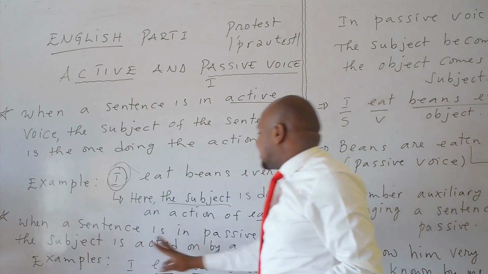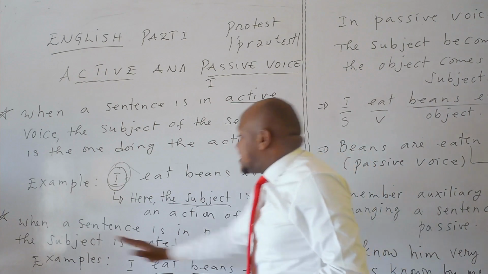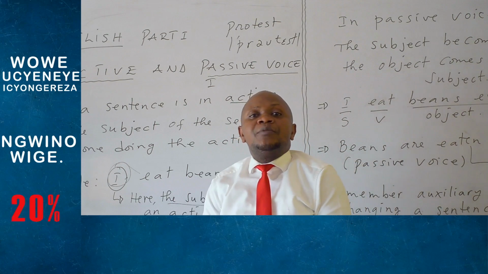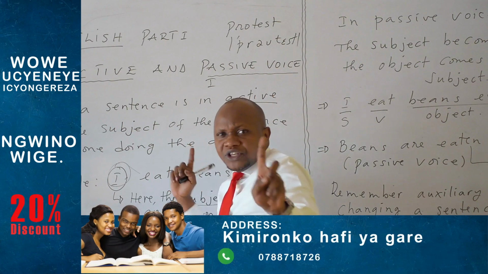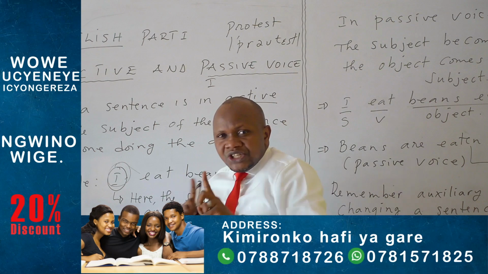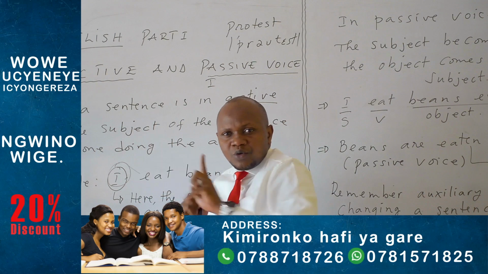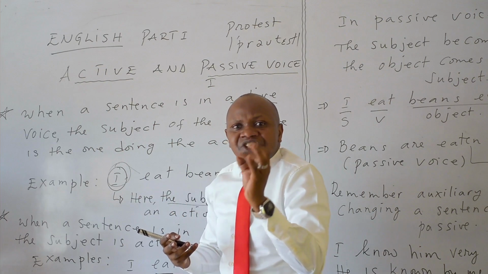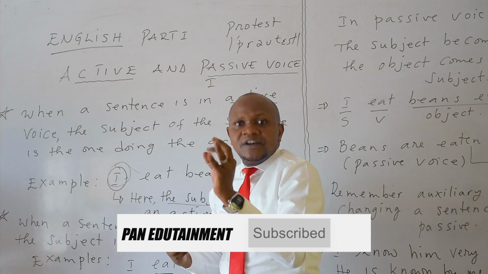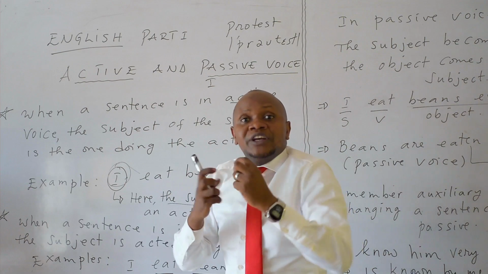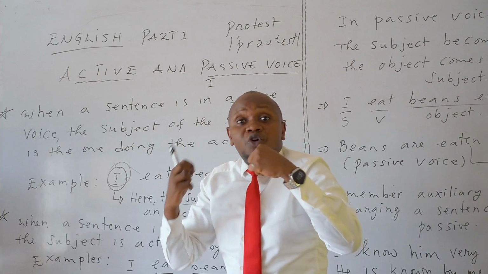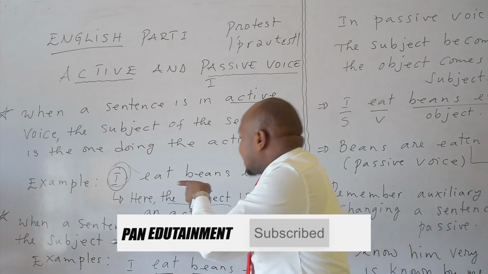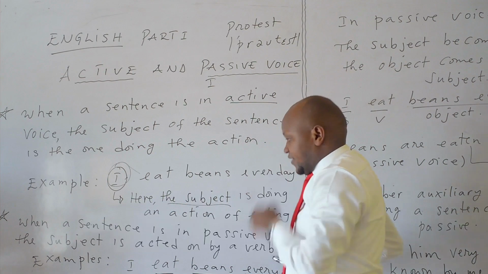But when a sentence is in a passive voice, the subject is acted on by a verb. Nonese y'interuro iri muri passive, ruhamwa ni iri gukora igikorwa muri active. She speaks English very well. Urumva she ni iri gukora igikorwa. She speaks English very well. But when I say English is spoken by her very well, ubwo ni passive voice, noneho ruhamwa iri gukorerwaho igikorwa. Yes, then here the subject is acted on by a verb.